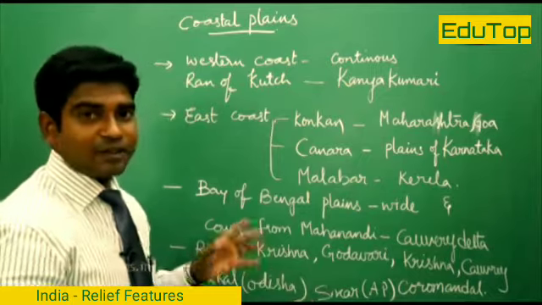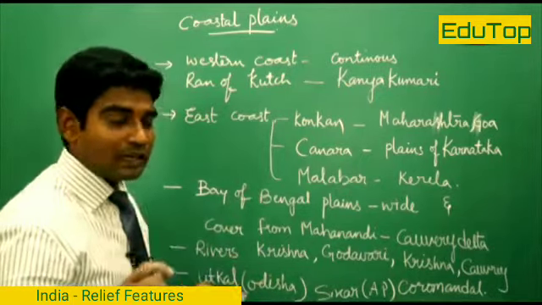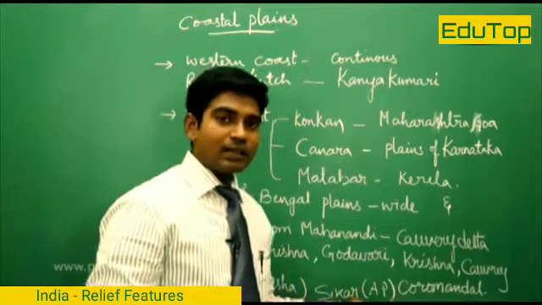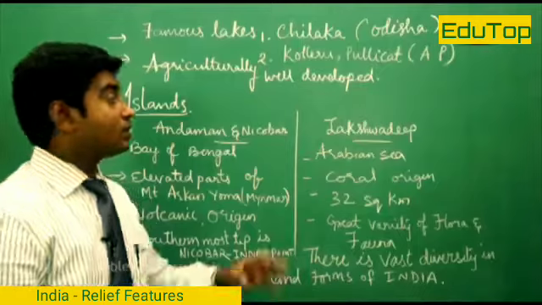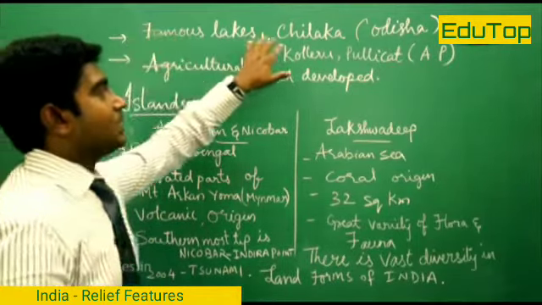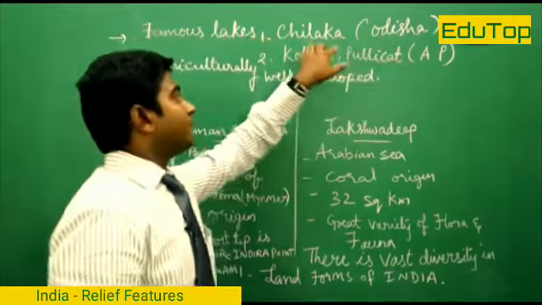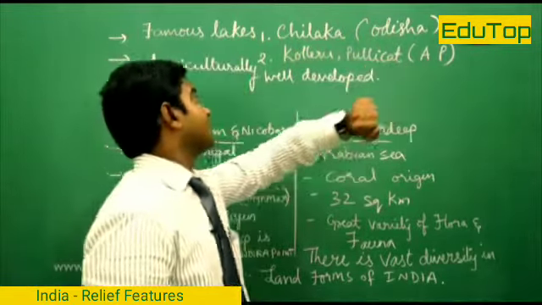And we have different names for these in different places. Like in Odisha it is called Utkal, it is called Circars in Andhra, and in Tamil Nadu it is called Coromandel. The coastal plains we have discussed. The famous lakes of the coastal plains are the Chilka Lake of Odisha, and the other two famous lakes are the Kolleru Lake and Pulicat Lake, which are present in our state AP.